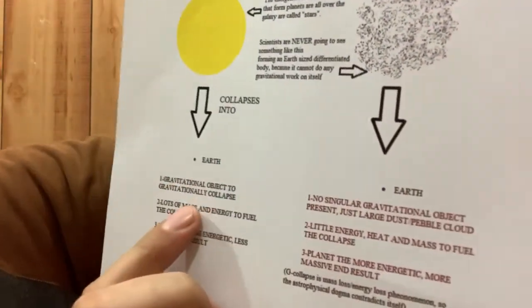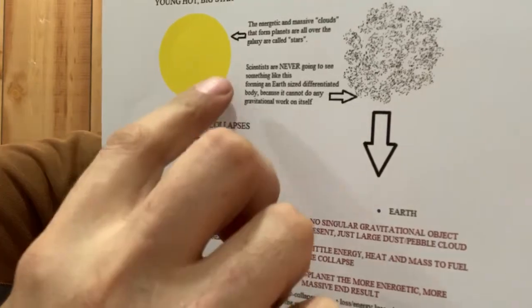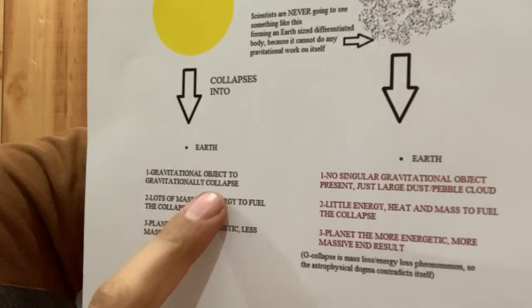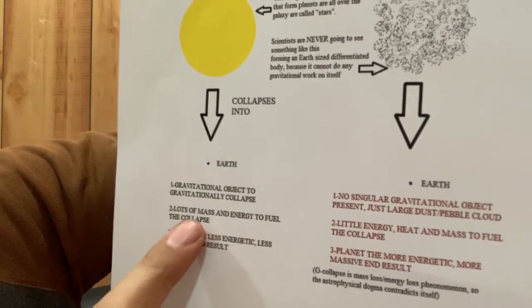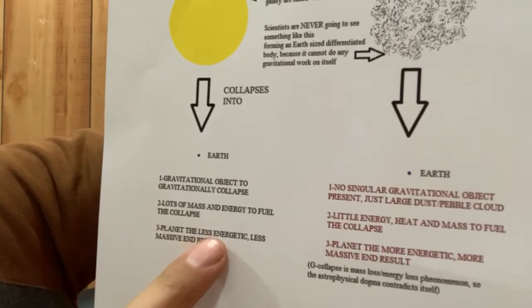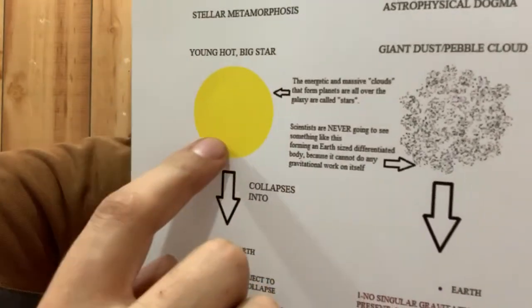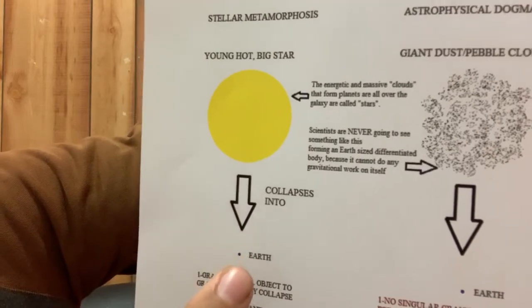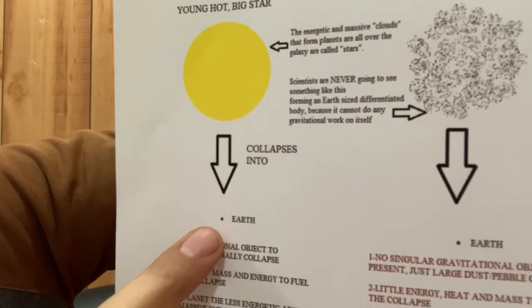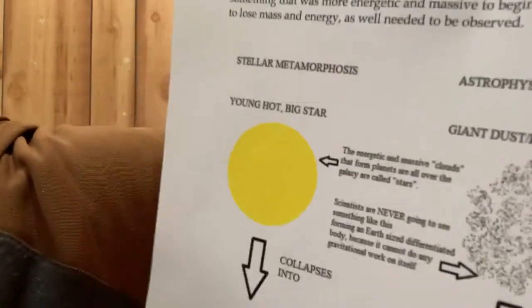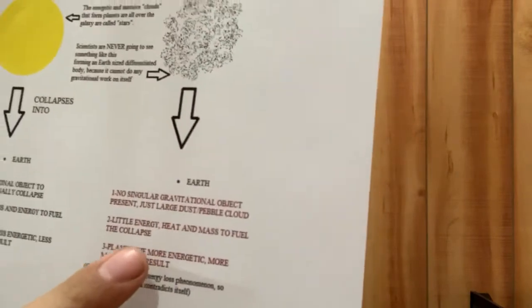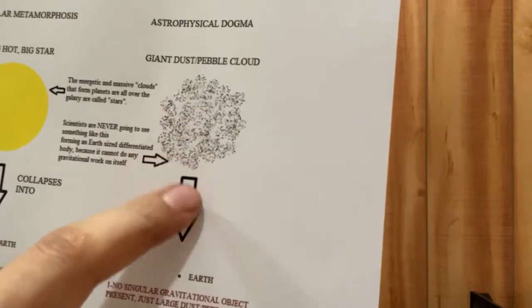So basically, the problems with it, I'll go ahead and read out to you guys. On this side, you have one, the star is the gravitational object to gravitationally collapse. Two, lots of mass and energy to fuel the collapse. And three, the planet is the less energetic, less massive end result. And that makes a lot of sense. When you have something collapsing, it's losing mass, it's losing energy, it's losing light, and it becomes something that's less massive, less energetic.